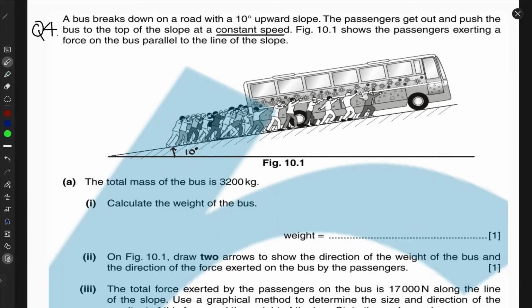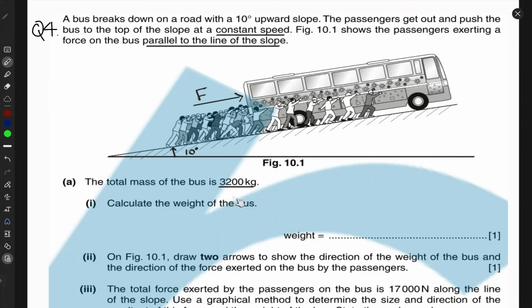We can see in this figure what is happening. The passengers are applying a force to this bus, and if I draw this as a vector, it would look like this, right? This is the force vector being applied, which is parallel to the line of the slope. In part A, they tell you that the total mass of the bus is 3,200 kilograms. Calculate the weight of the bus.